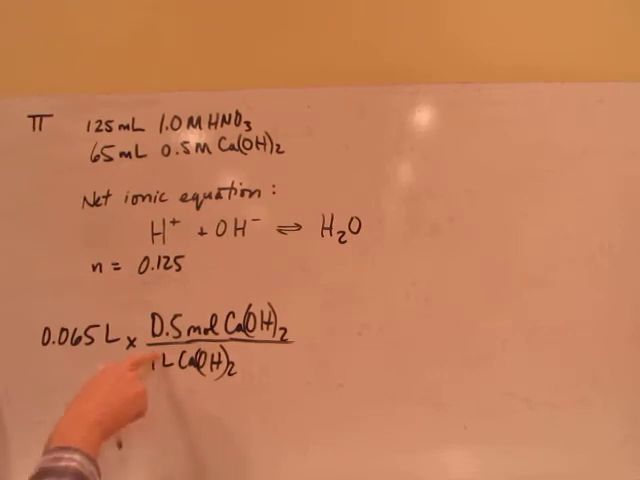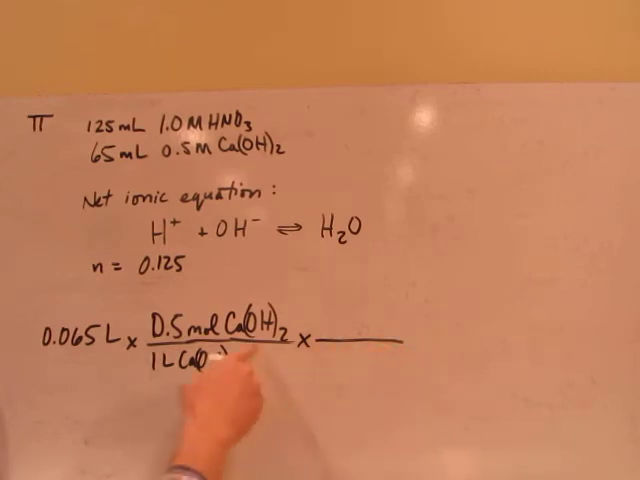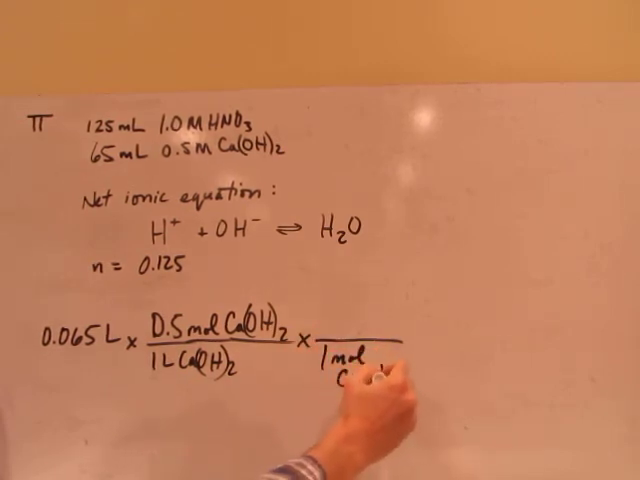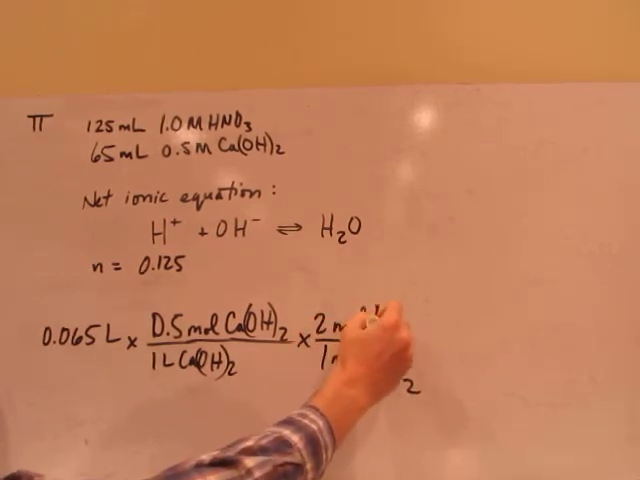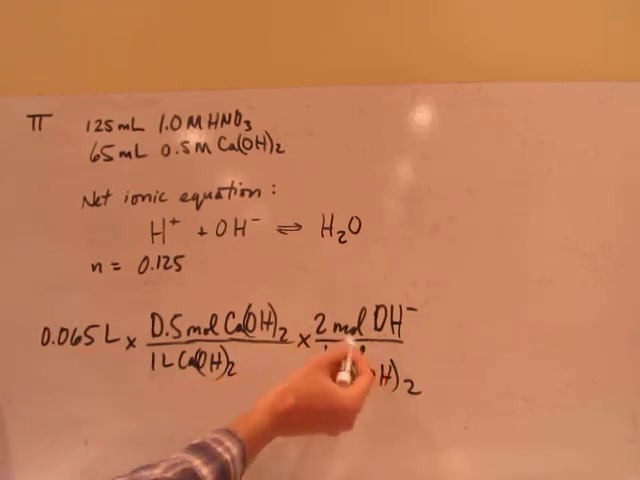So 1 liter of calcium hydroxide, there's 0.5 moles of calcium hydroxide, but we have to go one step farther because there's 2 moles of hydroxide per mole of calcium hydroxide. So that's that. So we multiply through and the 0.5 times 2 kind of cancels out, so we've got 0.065 moles of hydroxide.